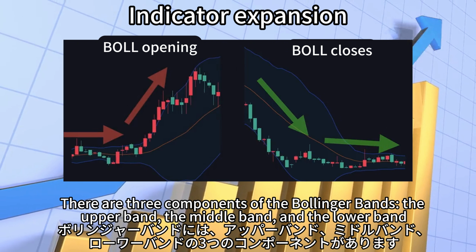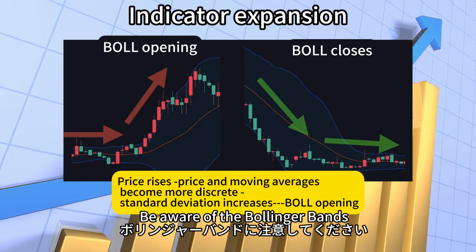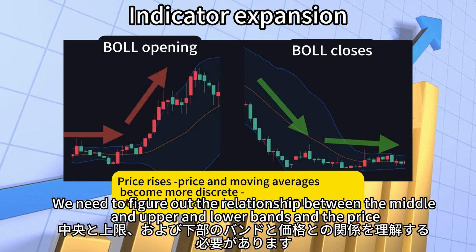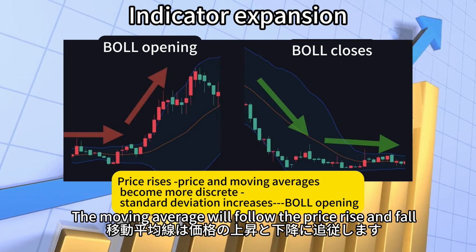There are three components of the Bollinger Bands: the upper band, the middle band, and the lower band. We need to figure out the relationship between the middle, upper and lower bands and the price. First of all, the middle band of the Bollinger Bands is simply the 20-period moving average. The moving average will follow the price rise and fall.